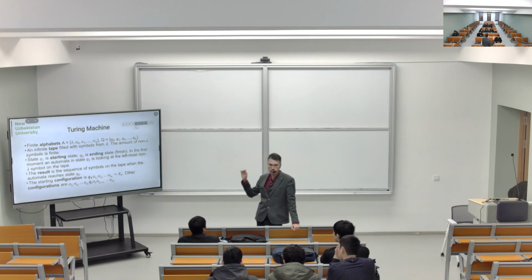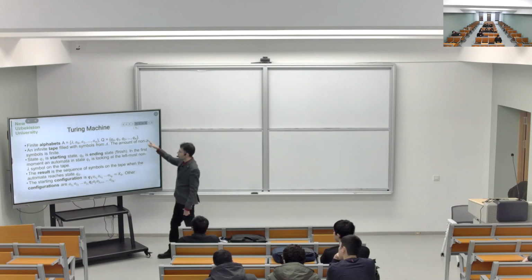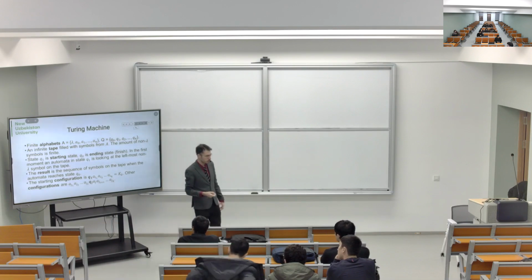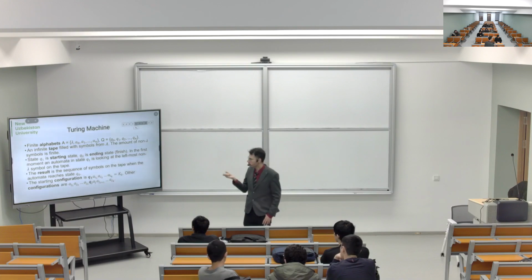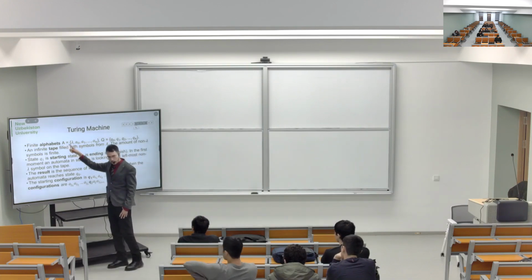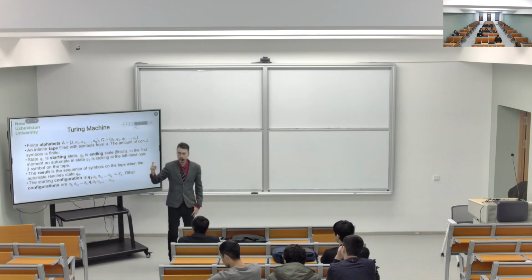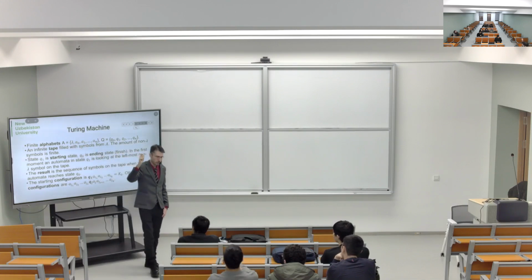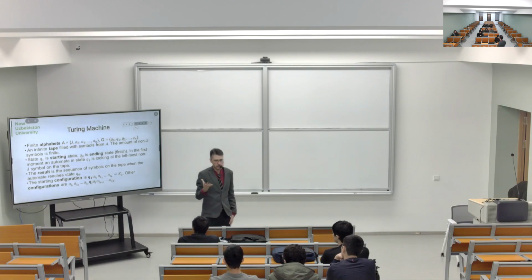We are given some infinite tape. On this infinite tape, we can have some letters. The letters come from a finite alphabet. So this alphabet is finite. This symbol, lambda, is the empty symbol. It means nothing is written here.